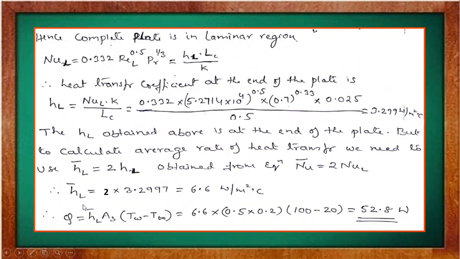But we need to find the rate of heat transfer. So for the rate of heat transfer, we need to use the average heat transfer coefficient. That's why we just multiply by 2 to get the average heat transfer coefficient. Then multiply by the surface area. So surface area is 500 mm by 200 mm, which remains constant, into TW minus T infinity, which is 52.8 watts.